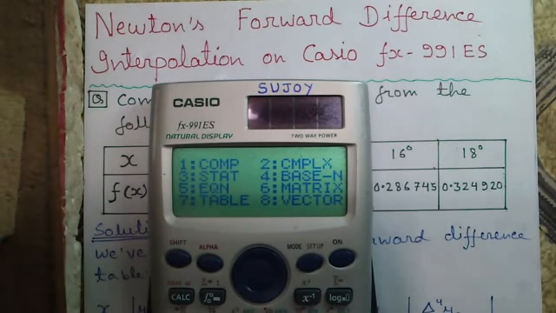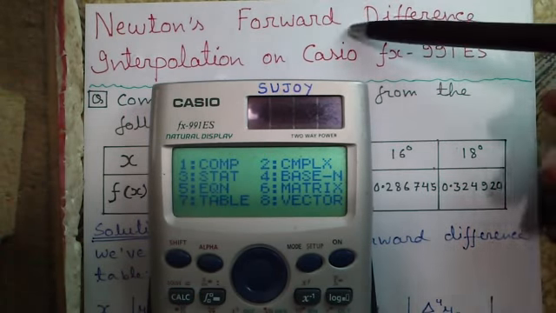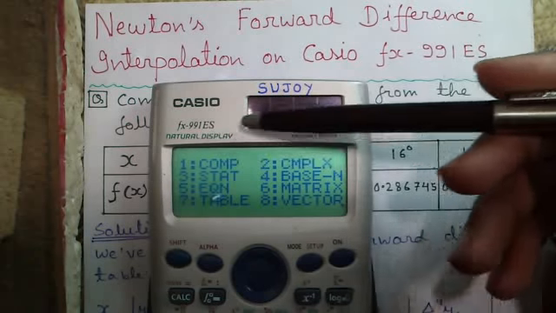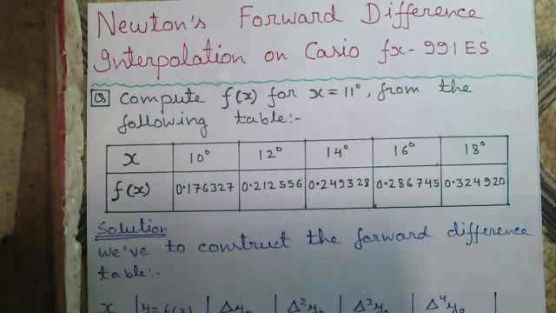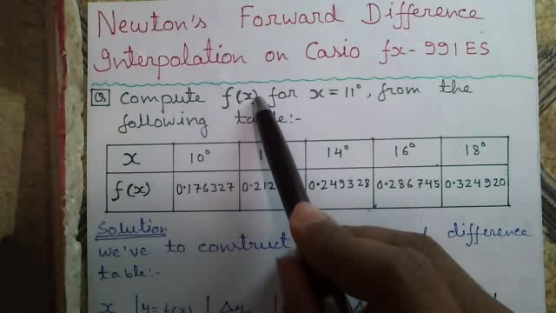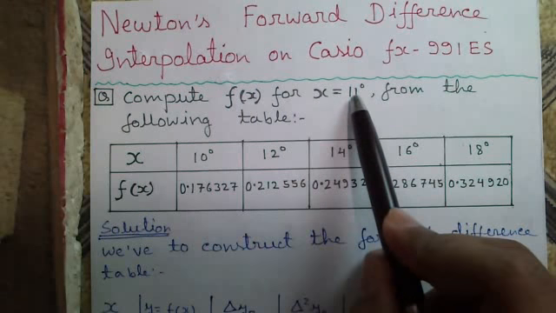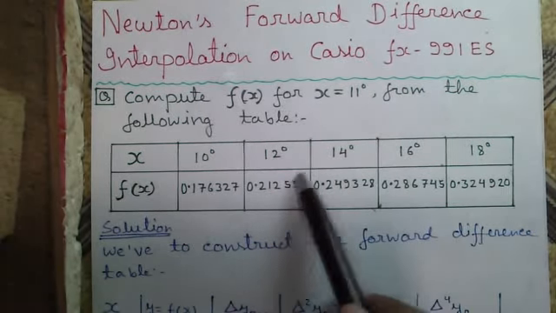Hi friends, I am Sujoy and today I will tell you how to do Newton Forward Difference Interpolation on Casio fx-991ES. So let's start. Our question is: compute f of x, or function of x, for x equals 11 degrees from the following table.